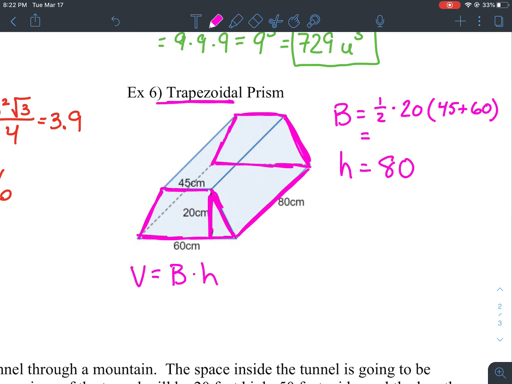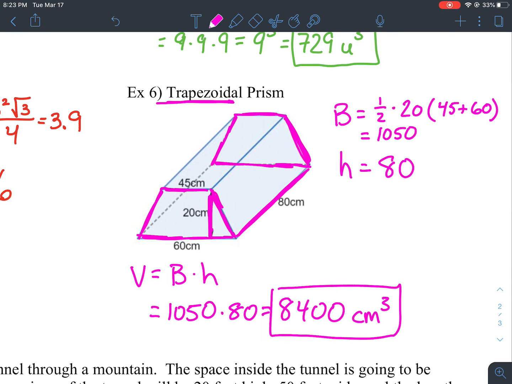And we can type that into our calculator. So if I were to quickly do that, 1/2 times 20 times what ultimately becomes 105, it becomes 1,050. So now we have the area of the base, we have the height, we multiply those together. 1,050 times 80, let's get a quick look here. That comes out to be 8,400, and my unit is centimeters, so centimeters cubed.